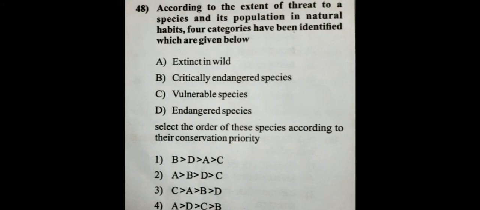In this question, extinct in wild means the organisms are already in extinct stage. And next, risky species are endangered species. They are about to get extinct. And next, risky species are vulnerable. They are about to get endangered. And last, critically endangered. So, fourth option is the right answer.